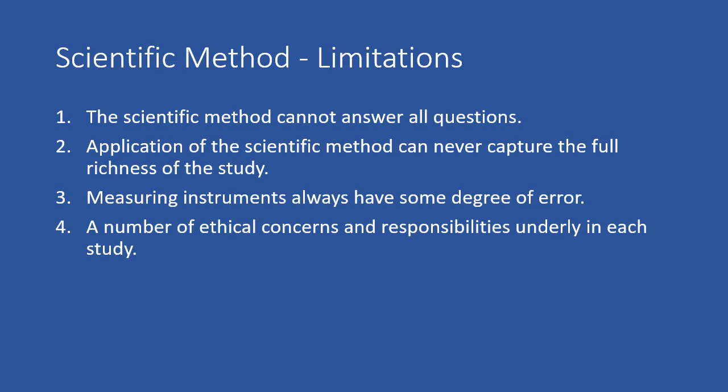Third, our measuring instruments always have some degree of error. For example, even if we use very precisely calibrated beakers to measure liquids, we cannot achieve 100% accuracy. Sometimes researchers deal with human beings, live animals, and microorganisms. They must consider a number of ethical issues and responsibilities in conducting these studies.